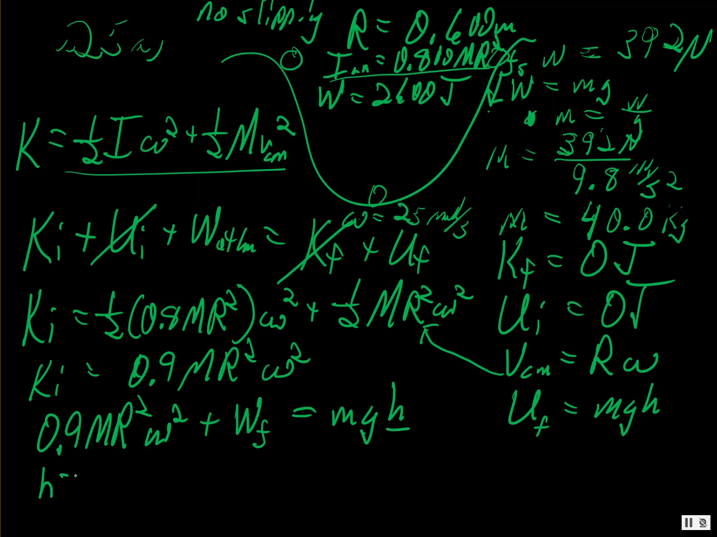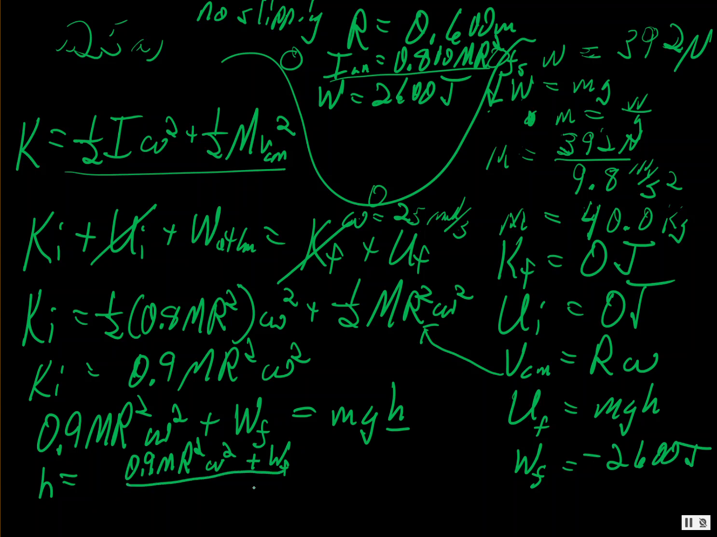So let's calculate now for height. So height becomes what? Well, we've got 0.9 mr squared omega squared, plus work done by friction, because work other is friction, and of course it's going to be negative. The work done by friction has to be negative 2600 joules, all right, divided by mg.